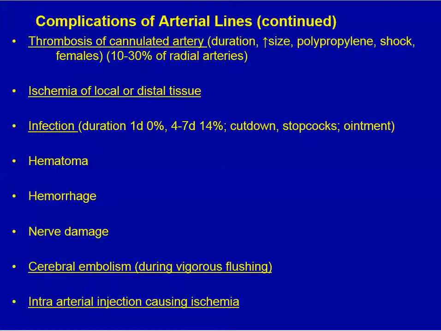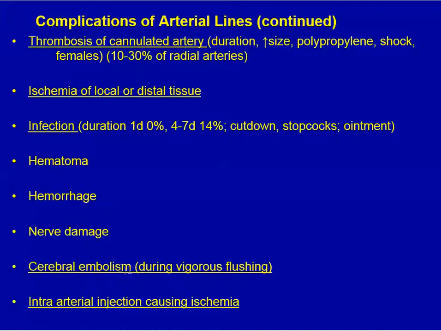Other complications are listed on this slide. Thrombosis of the cannulated artery depends on many factors and has been found to occur in between 10 and 30% of patients after radial artery cannulation. This is usually only temporary, but it's of significance when we go to recannulate it. Ischemia is a constant concern and is partly related to thrombosis of the vessel and poor collateral flow. We'll come back to infection in a moment.